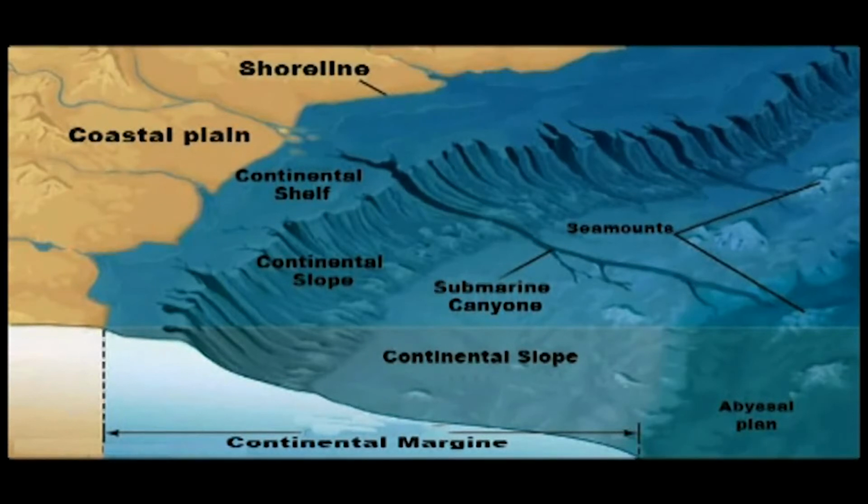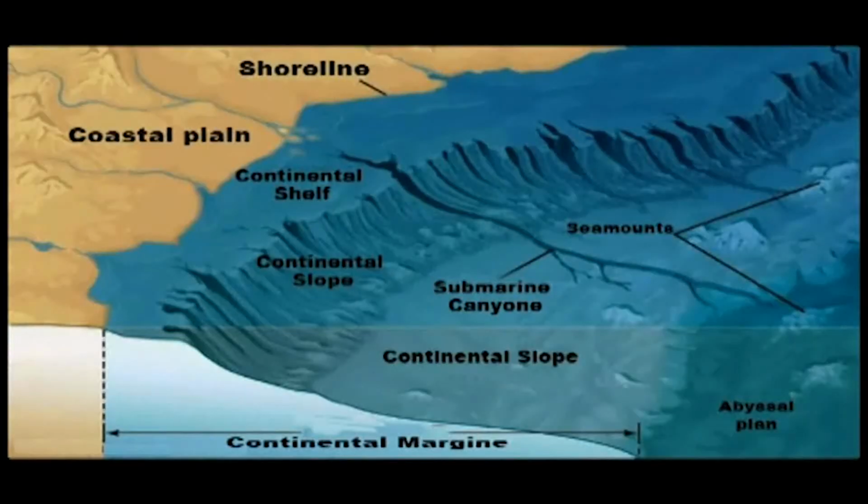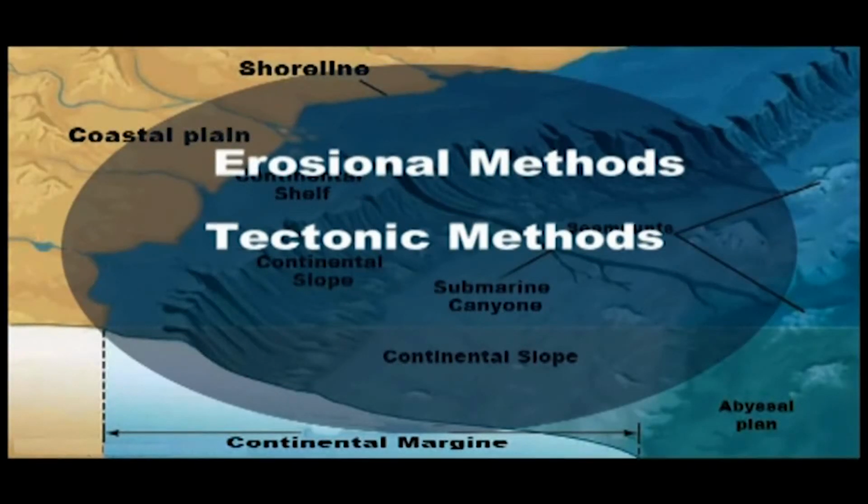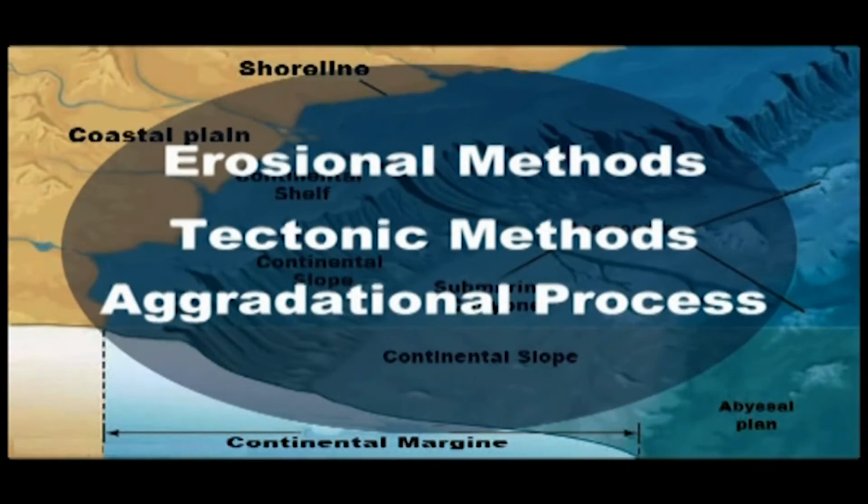The origin of continental slope is varied. They are formed due to erosional methods, tectonic methods and aggradational processes.